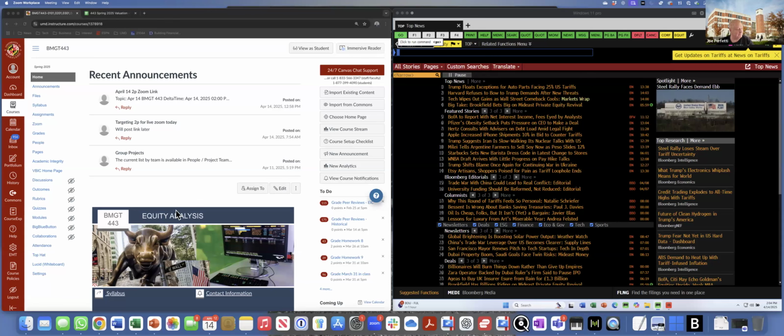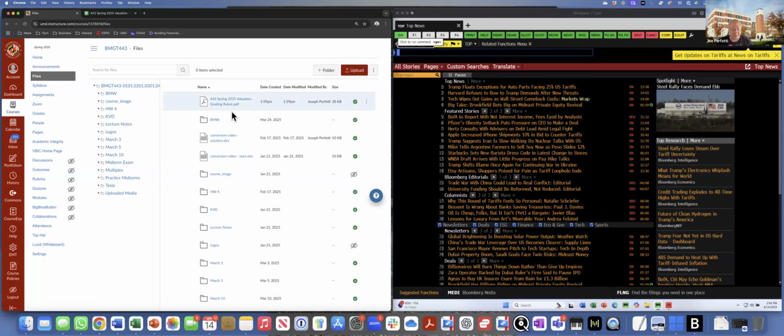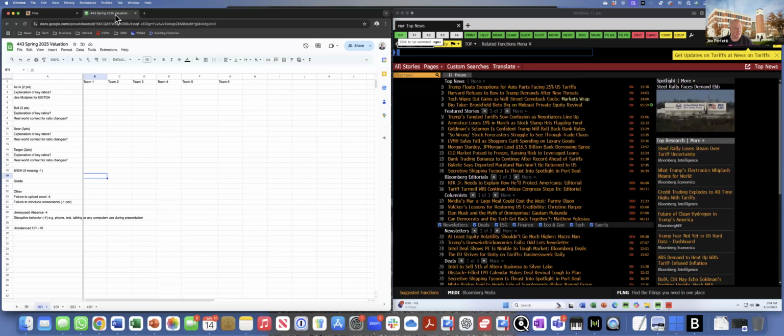Zoom menu out of the way. It is in the files folder here. I just put the grading rubric as a PDF file that the TAs will be using for each one of the sections. But it's basically this file. So the presentation itself is worth 10 points. The as is 2, the bull 3, bear 3, target 2. So that adds up to 10 points.